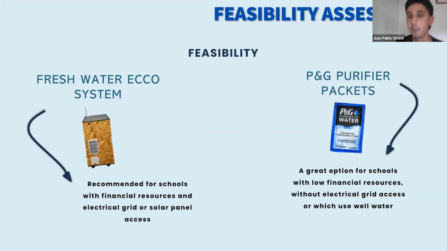And based on the advantages and the disadvantages stated, and on the situation of each rural school, we can recommend each system. First, the freshwater ecosystem would be recommended for a school with financial resources because, as Tiago said, according to the weather conditions and the number of students, the school could need more than one device, making it more expensive. And it is also recommended for a school with electrical grid or solar panel access.